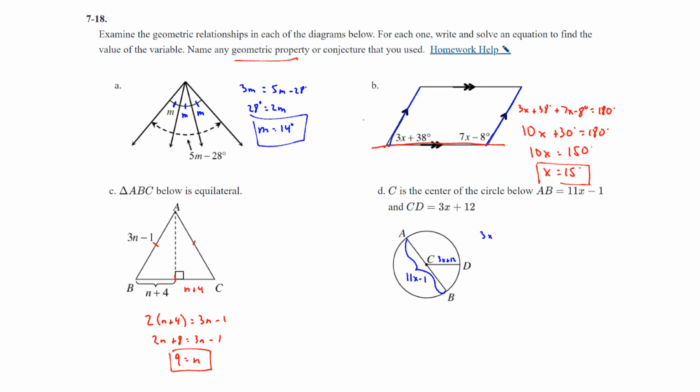So we can write that 3x plus 12, since it's the radius, if we times it by 2, it'll give us the diameter of 11x minus 1. So 6x plus 24 is equal to 11x minus 1. Add 1 to both sides, we get 25. Subtract 6x. We get 5x, and then divide by 5. X is equal to 5 units.